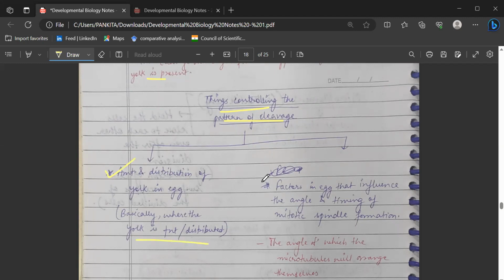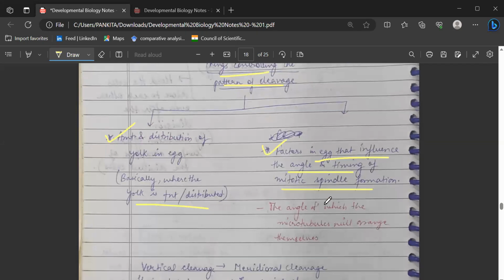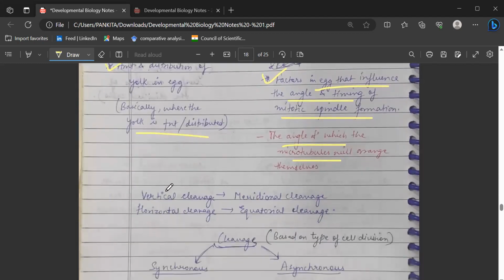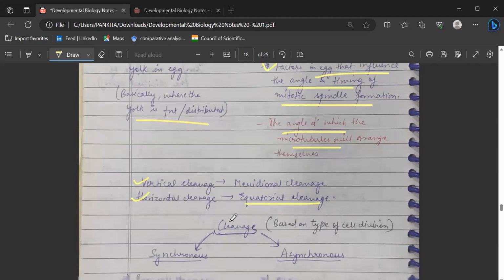And the second factor that controls the pattern is factors in the egg that influence the angle and timing of the mitotic spindle formation. So the angle at which microtubules arrange themselves will determine the pattern of cleavage. Vertical cleavage is meridional cleavage and horizontal cleavage is equatorial cleavage.